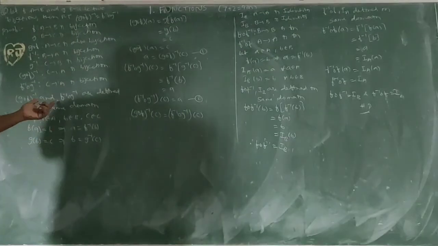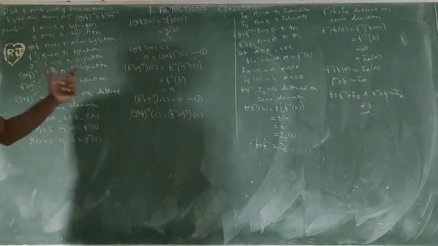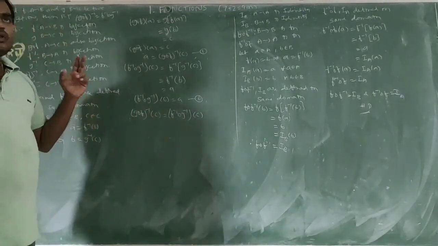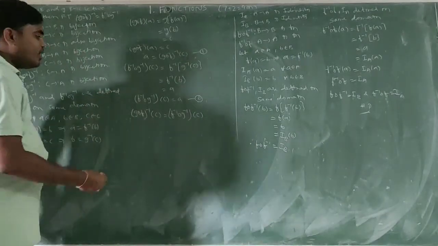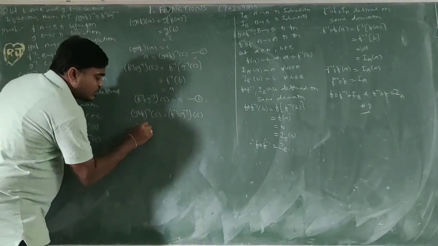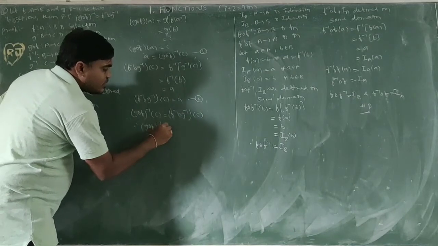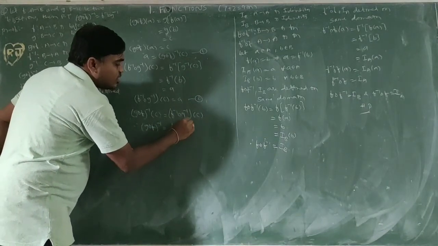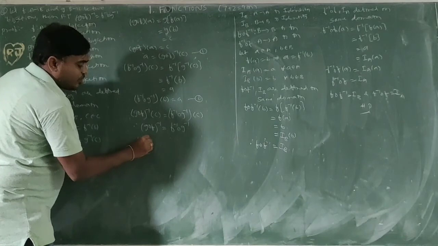So here the domains of the two functions are equal and the images are also equal. Then these two functions are said to be equal. Therefore (G circle F) whole inverse equals F inverse circle G inverse. This is the required proof.